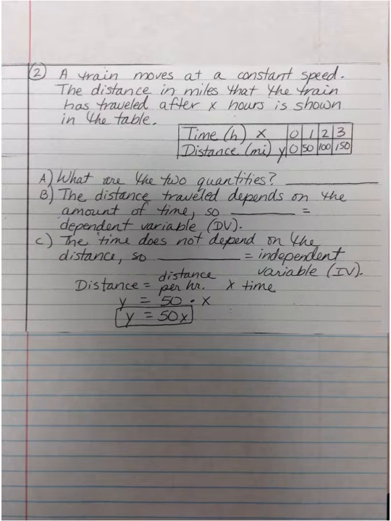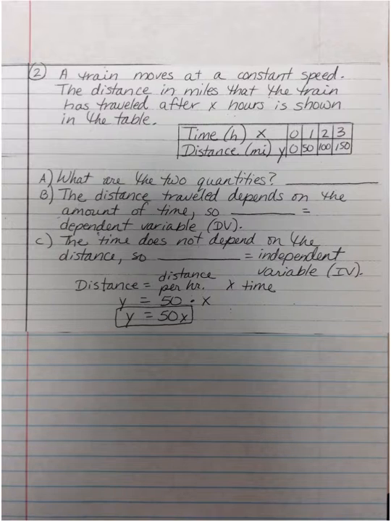In box 2, I need you to write down this problem. A train moves at a constant speed. The distance in miles that the train has traveled after X hours is shown in the table. So in the table we have time, which is in hours, which is what the H stands for, and we'll call that X. And so in hours we have 0, 1, 2, or 3 hours. Then for distance, those are in miles, and we'll call the distance Y.